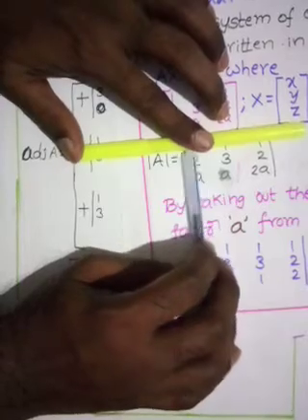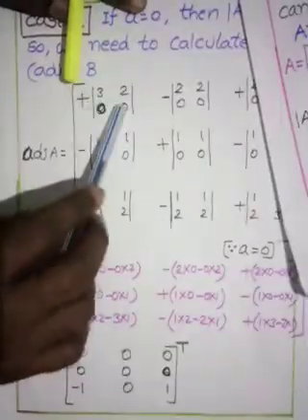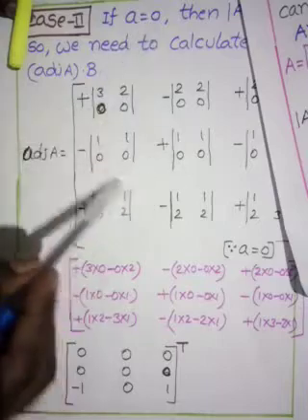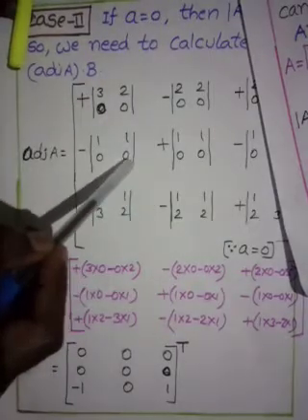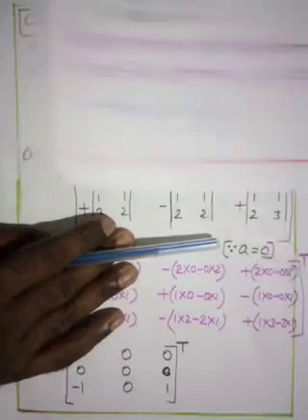What will you get here? 3, 2, A, A. Here A means 0. Here we assume that A is equal to 0, then its value is also 0. So 0, 0.